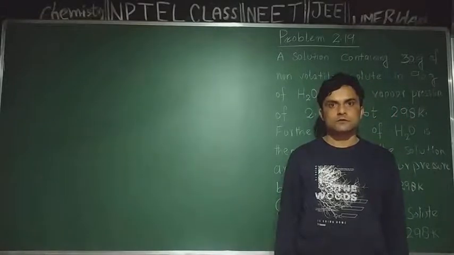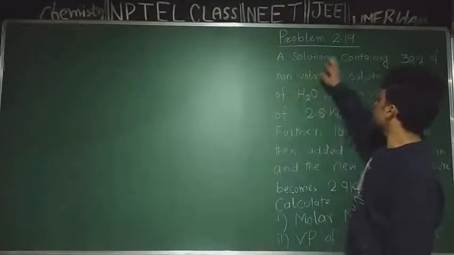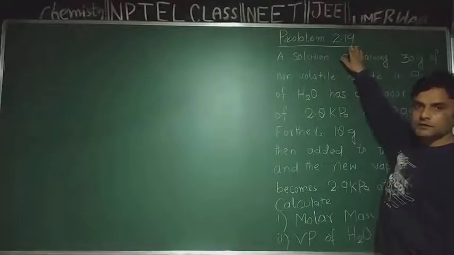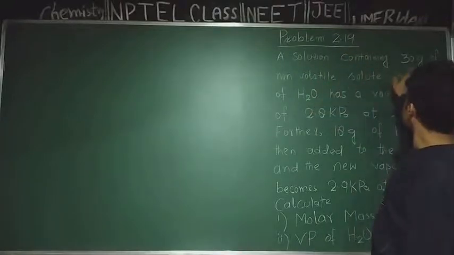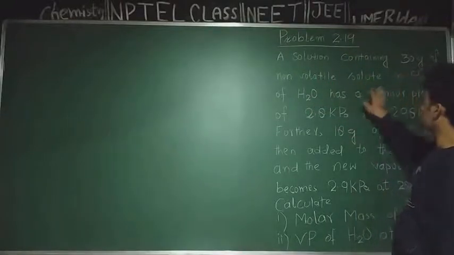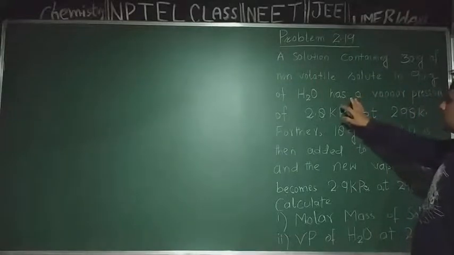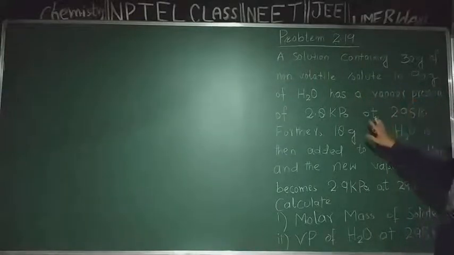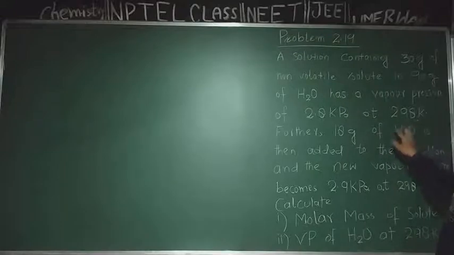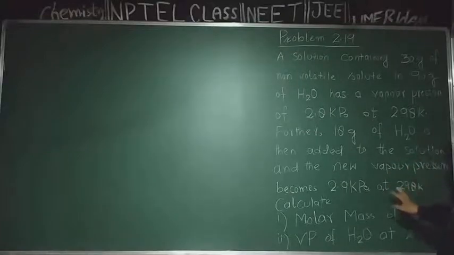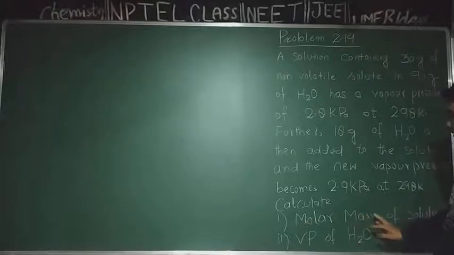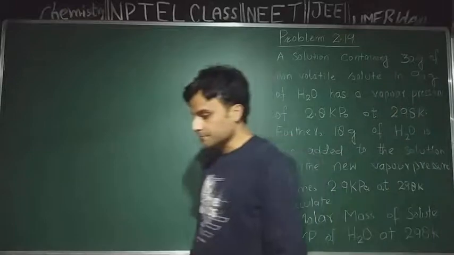Today I am here to solve chemistry class 12th NCERT problem 2.19. Let me read the problem. A solution containing 30 gram non-volatile solute in 90 gram water has vapor pressure of 2.8 kilopascals at 298 Kelvin. Further 18 gram of water is then added to the solution and the new vapor pressure becomes 2.9 kilopascal at 298 Kelvin. Calculate molar mass of solute and vapor pressure of water at 298 Kelvin.